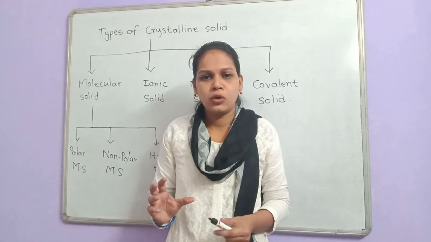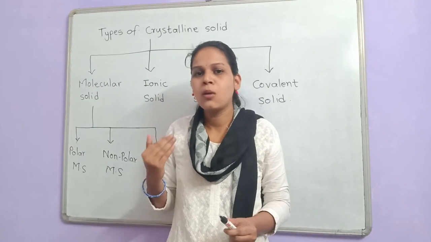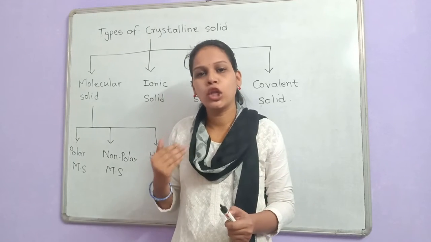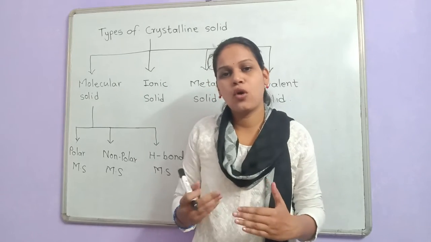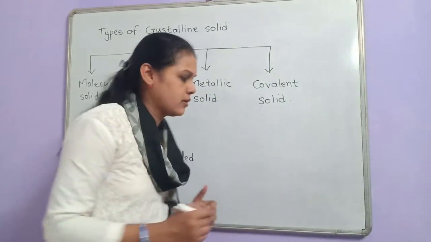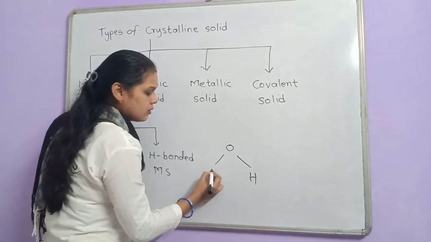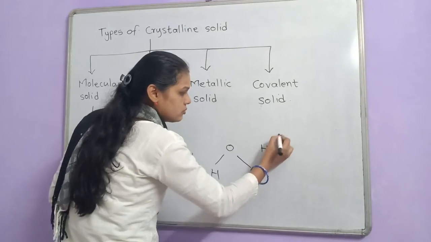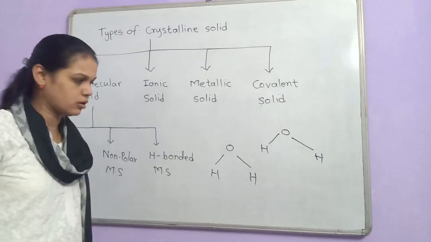Like water molecules, other examples of hydrogen bonded molecular solids are ammonia and alcohol. Now we will see the structure of this hydrogen bond. Consider this is the first molecule of water and this one is the second molecule of water.